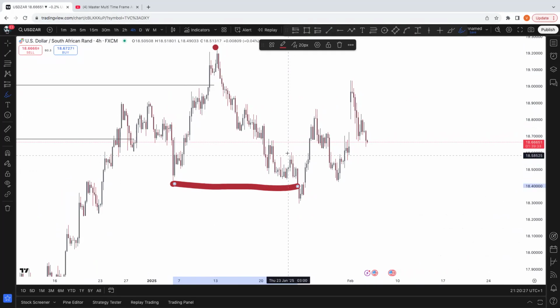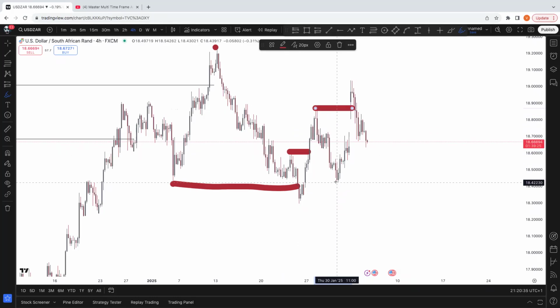But look at what price did, and then we'll see this is our change of character. This is a change of character, and this is another higher high, and then this is our higher low. So let me just clean all these things now.